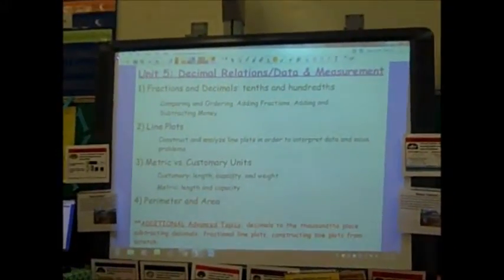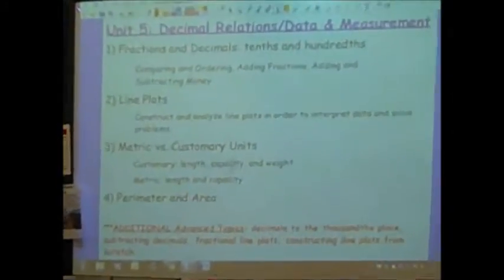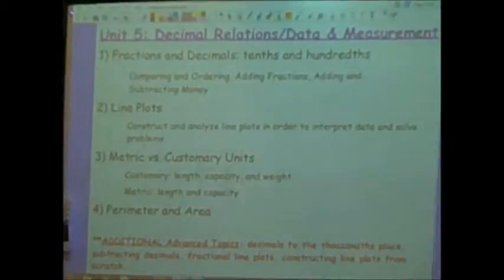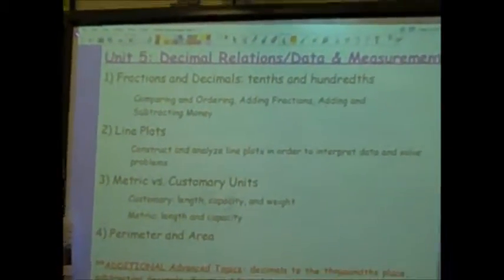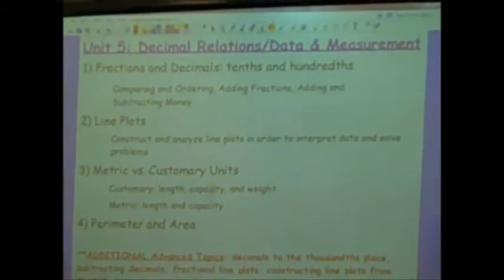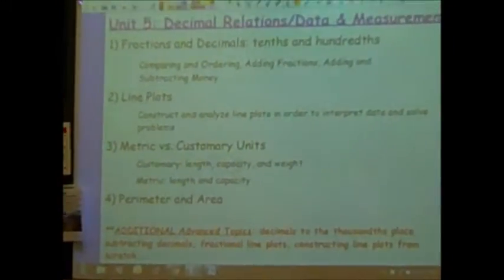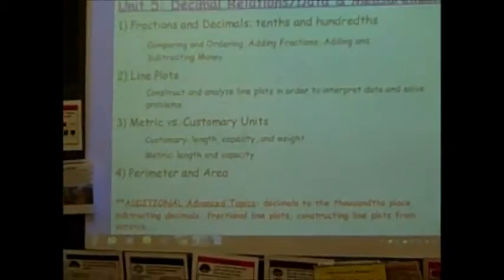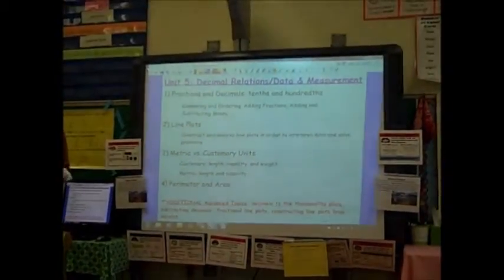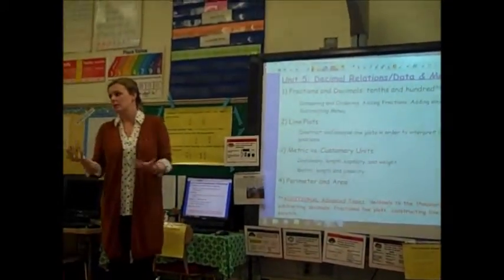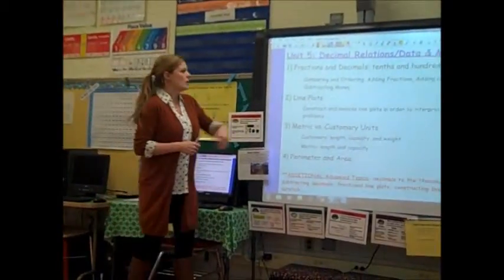Fractions and decimals, we're really just going to talk about tenths and hundredths. And when we talk about tenths and hundredths, we can easily relate that to money. So 1/10 is just like a dime. 1 dime is 1/10 of a dollar. It takes 10 dimes to make a dollar. 1/100th, 1 penny. It takes 100 pennies to make $1. So we talk a lot about that.